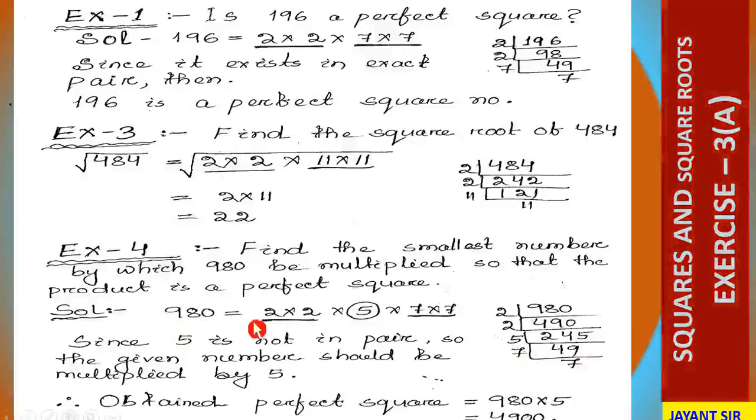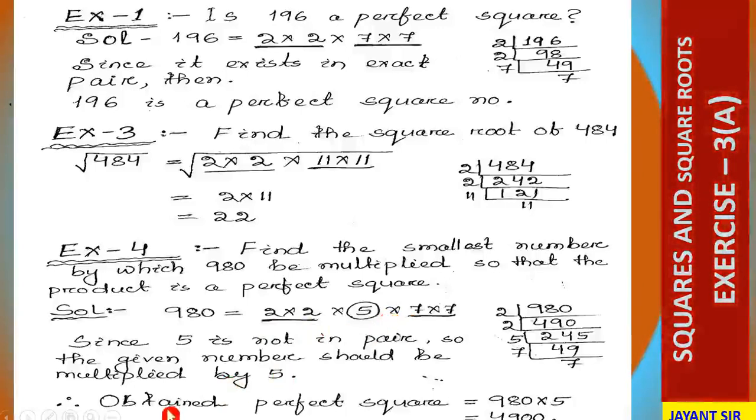Then we can write 980 as 2 into 2 into 5 into 7 into 7. Look here, 2 into 2 is one pair and 7 into 7 is another pair, but 5 does not exist in a pair. So the given number should be multiplied to make it a perfect square. One more 5 is needed here. So to make it a perfect square, 5 must be multiplied.